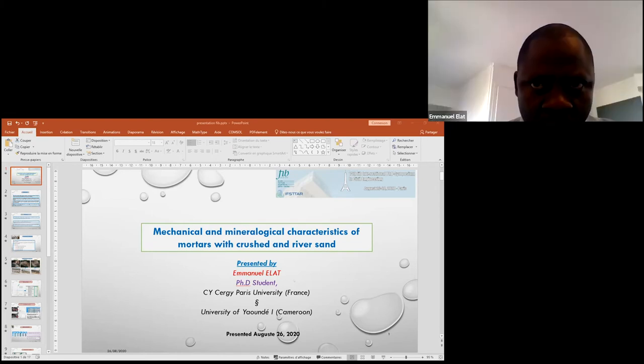We measured workability on concrete. We see that the more crushed sand we have in the concrete, the lower the workability is. So I mean the use of crushed sand in the concrete reduces the workability of concrete.